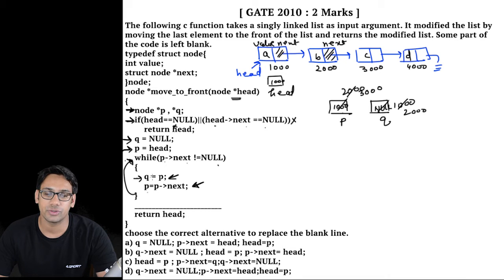Okay, so while p of next is not equal to null, p is pointing to the location 3000 and the next part of 3000 is not equal to null, therefore we are again going to do q is equal to p, right? So q will now be storing 3000, and then p is equal to p of next, therefore p will now be storing 4000, right? Again we are going to check this condition, but now this part is storing null. So we'll come out of this while loop.